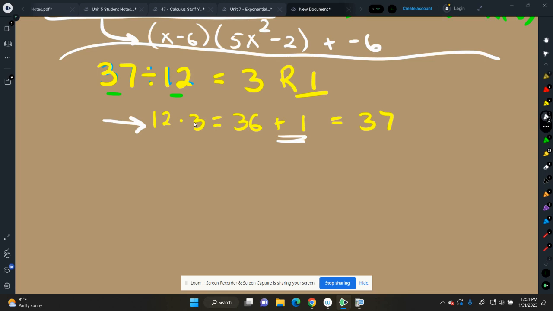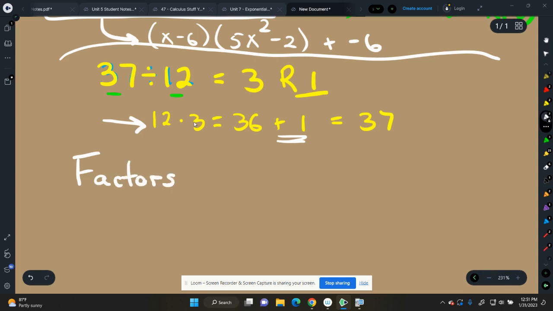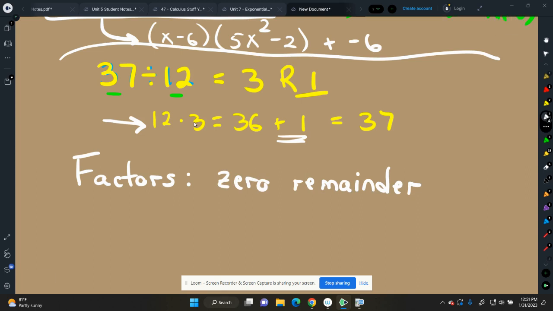If it doesn't have a remainder, if when we divide we do not have a remainder, that's how we know they're factors, right? If it's a factor, factors have 0 remainder. They divide evenly. A factor divides evenly. Okay? With numbers, a factor divides evenly. With polynomials, a factor divides evenly.